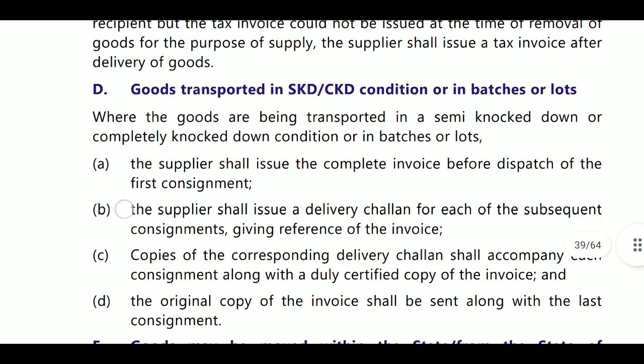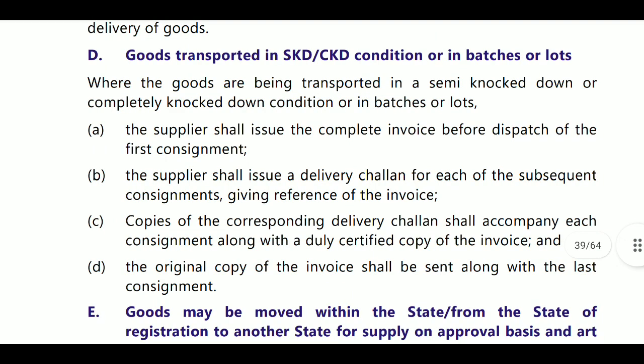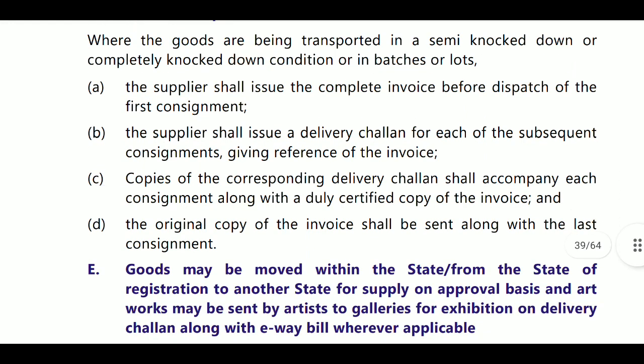That is the case. Next, goods transported in SKD, CKD, that is semi knocked down or completely knocked down conditions. Here the supplier shall issue the complete invoice before dispatch of the first consignment. The supplier shall issue a delivery challan for each of the subsequent consignments giving reference to the invoice, and copies of the corresponding delivery challan shall accompany each consignment along with a duly certified copy of the invoice, and the original copy of the invoice shall be sent along with the last consignment.